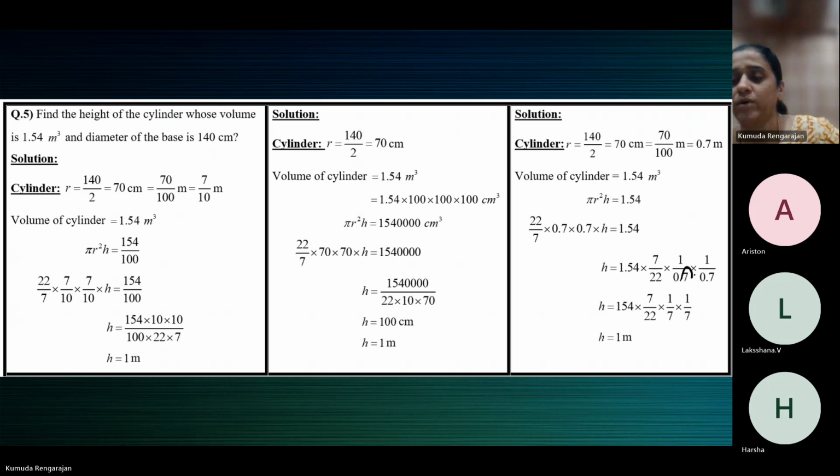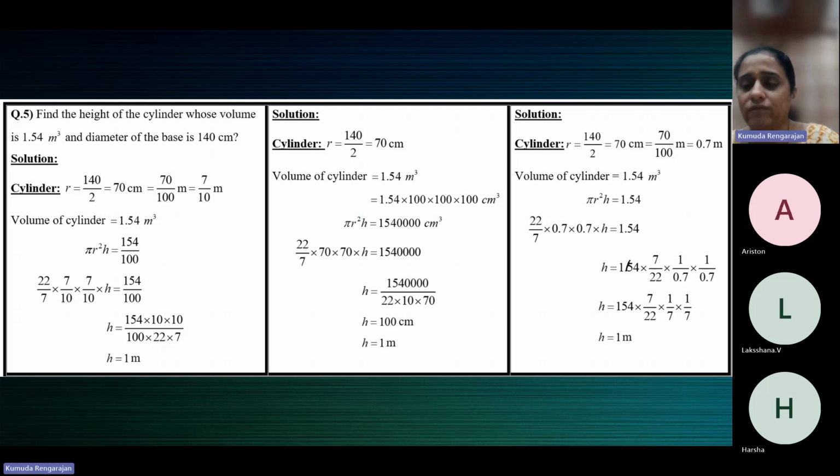Now, 2 decimals shifted in the denominator. So 2 decimals will get shifted in the numerator also. The denominator, 1, 2. We are shifting 2 decimal places. So do the same thing in the numerator. Shift 2 decimal places. 1, 2. So in the next step, we are shifting 2 decimal places both in the numerator and in the denominator.